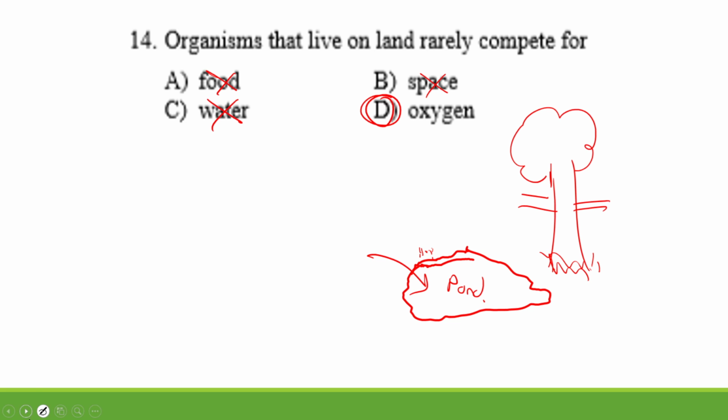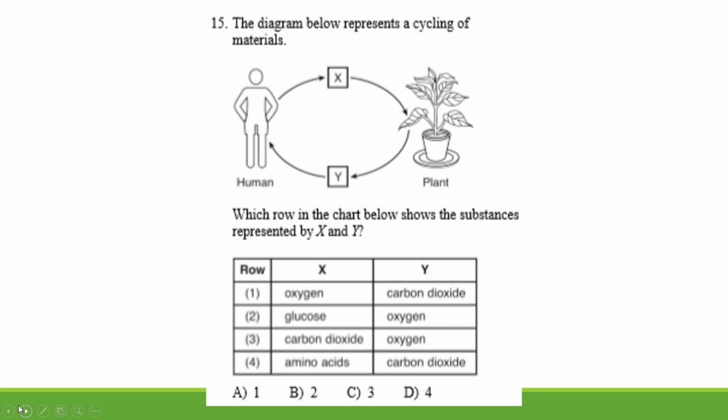Moving on to look at our next question. The diagram below represents a cycling of materials. We have a human giving off X, the plant taking in X and giving off Y, the human taking in Y, giving off X, over and over again. Which row in the chart best shows the substances represented by X and Y?